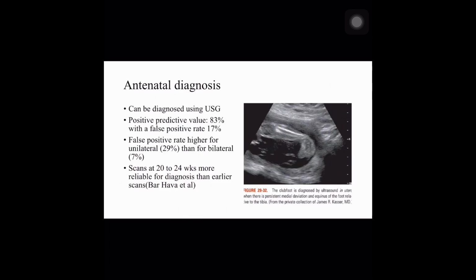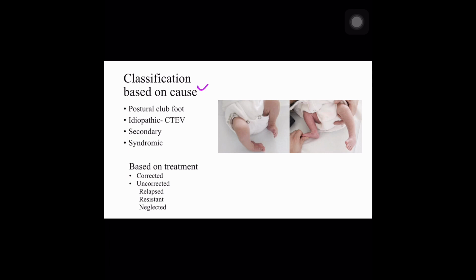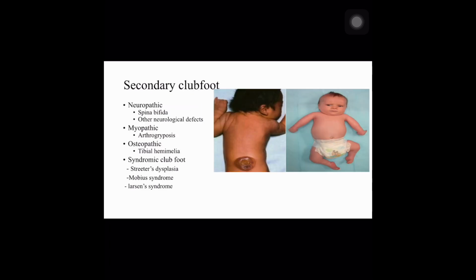Now antenatal diagnosis can also be done by USG for CTEV. The classification of CTEV is postural clubfoot, idiopathic, secondary, and syndromic. Certain syndromes are also associated with CTEV. I already told you spina bifida. Other neurological defects, arthrogryposis multiplex congenita, and certain syndromes like Moebius syndrome.